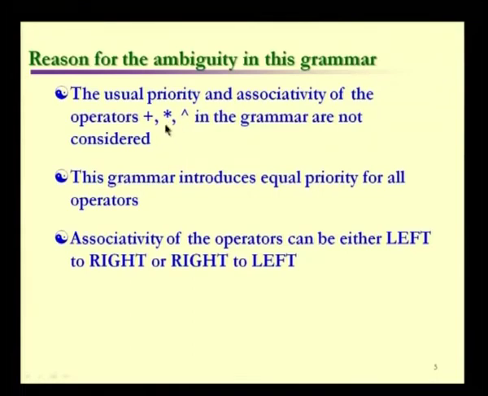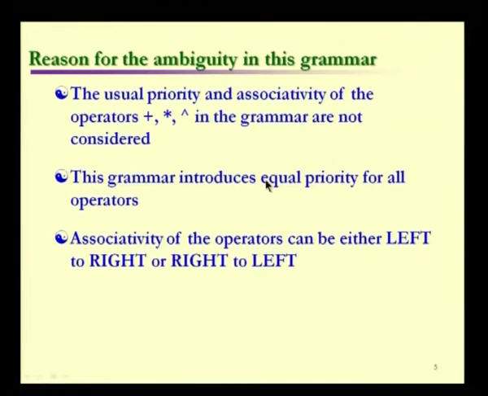So that is what we are saying: the usual priority and associativity of the operators, that is plus, multiplication and exponentiation, are not considered in the grammar. So actually this is introducing equal priority for all operators, and moreover the associativity information is also not properly mentioned. So we will be assuming that all the operators have equal priority, and the associativity can be either left to right or right to left. This is the reason for the ambiguity in the grammar.